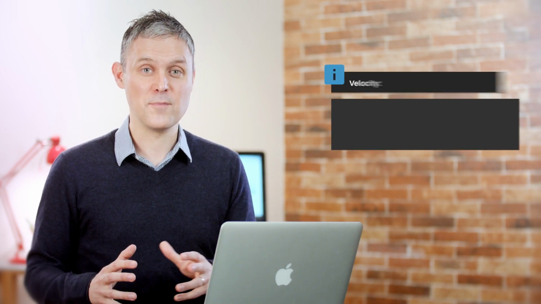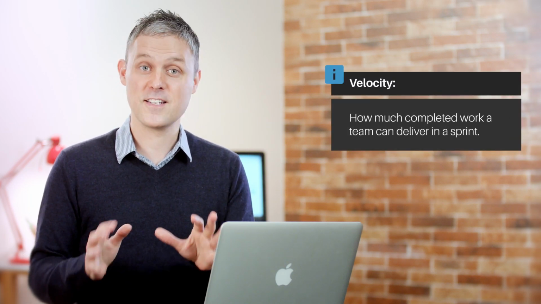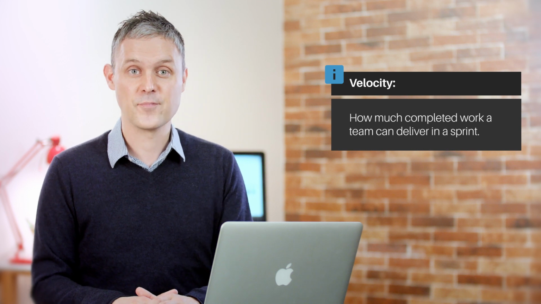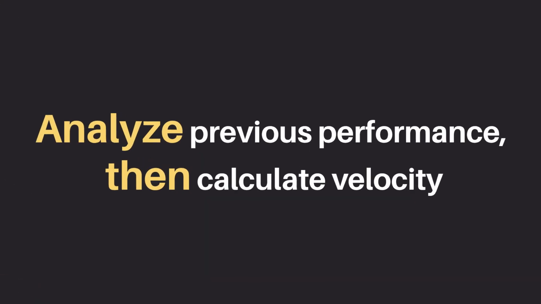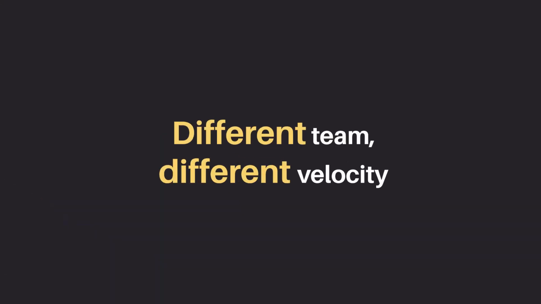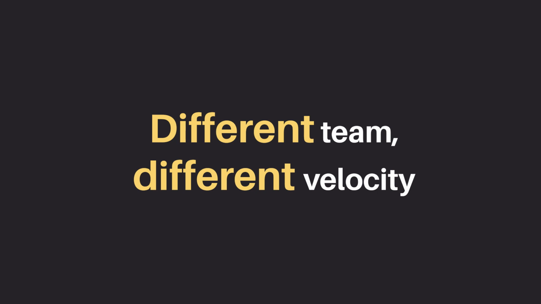Velocity is a measure of the amount of completed work a team can deliver in a sprint. Velocity is calculated after the fact, meaning that we calculate it by looking back at the previous performance of the team and how many story points were done in previous sprints.